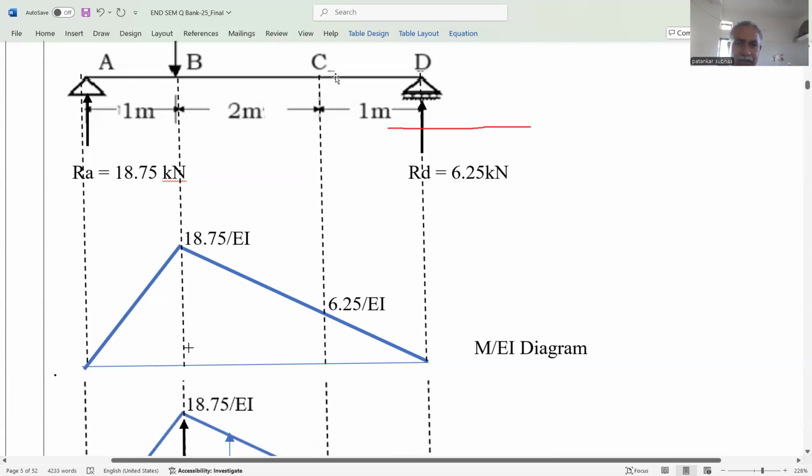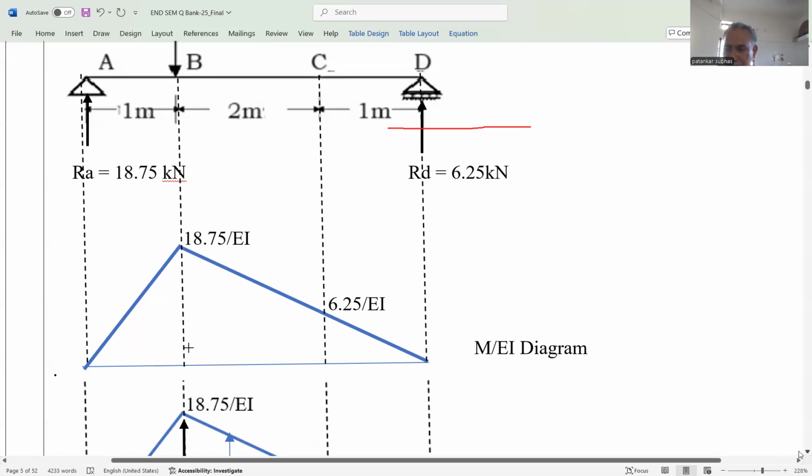Okay. And now we find the moment at point C, because we want the deflection at point C. We take RD multiplied by 1 in the clockwise direction, but the moment is taken from left to right. So sorry, anti-clockwise direction. So the moment is taken from right to left. That's why it is positive. So it is 6.25 into 1, which is 6.25 divided by EI. So this is the positive bending moment diagram.